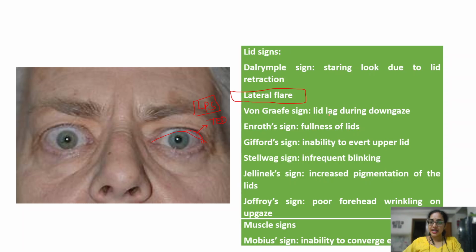Von Graefe's sign is lid lag. That is when you ask the patient to pursue an object of interest from up to down, you see that the eyelid lags behind the cornea or the globe. This happens due to, again, fibrotic contracture of the LPS. Enroth sign is fullness of the lids. Gifford sign is inability to evert the upper lid due to deposition of glycosaminoglycans. Stellwag sign is infrequent blinking. Jellinek sign is increased pigmentation of the lids. Geoffroy's sign is poor forehead wrinkling on upgaze. And Mobius sign is inability to converge the eyes.